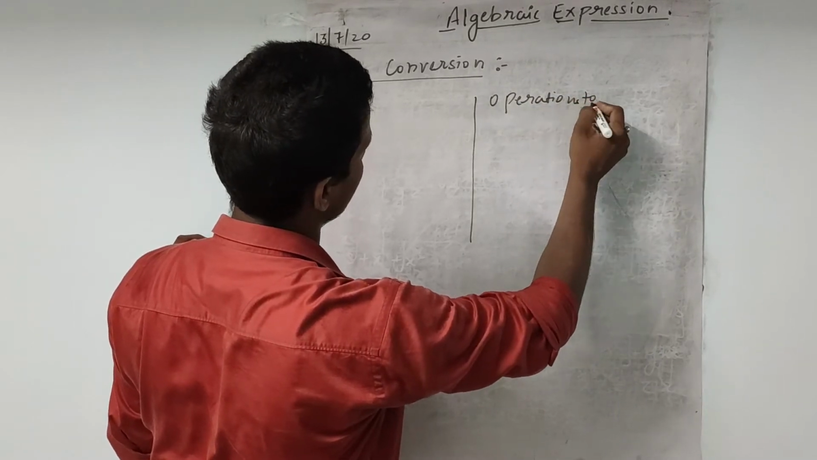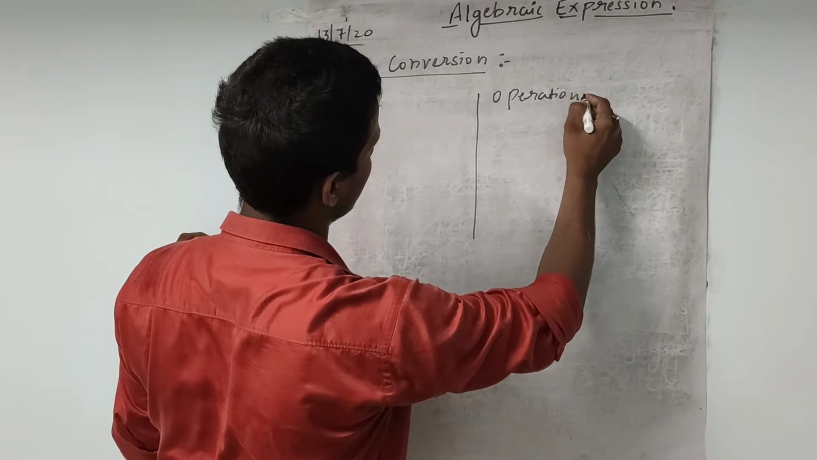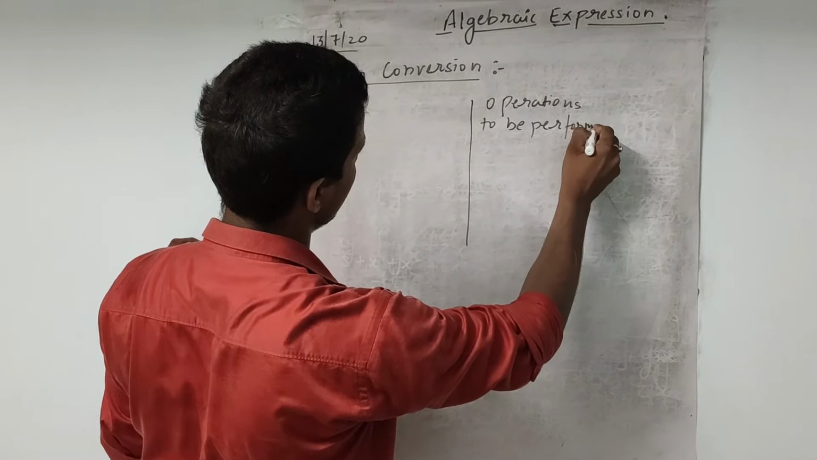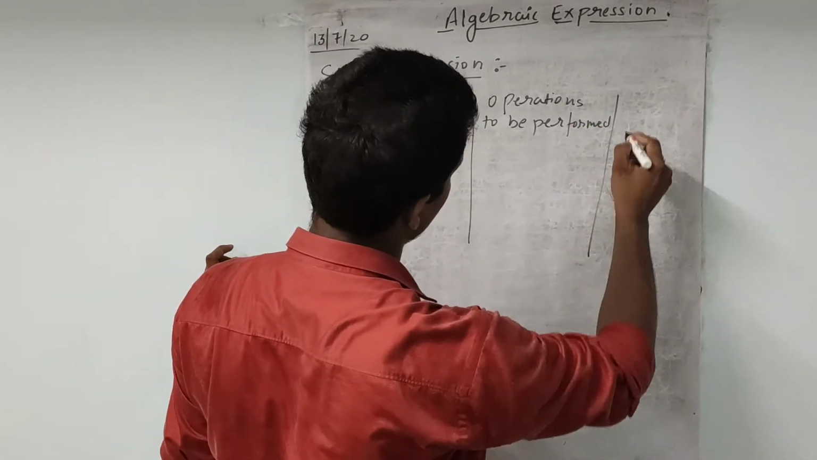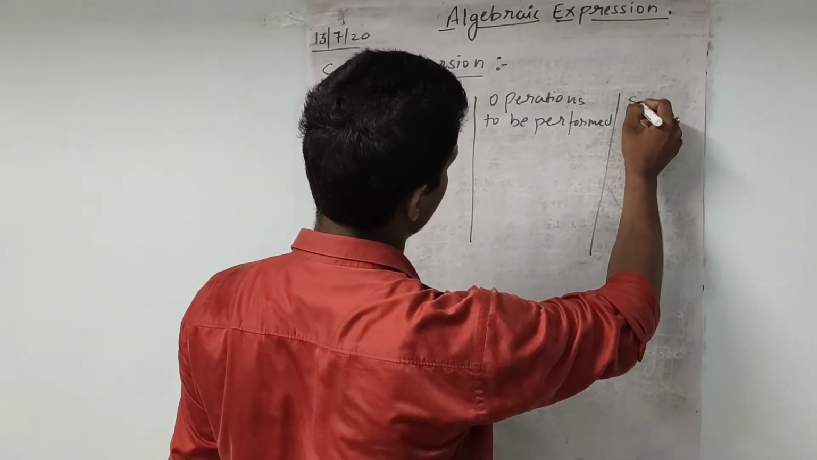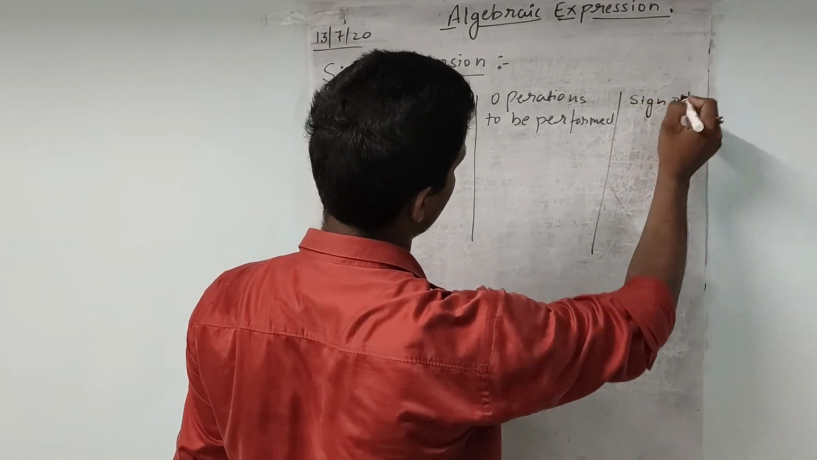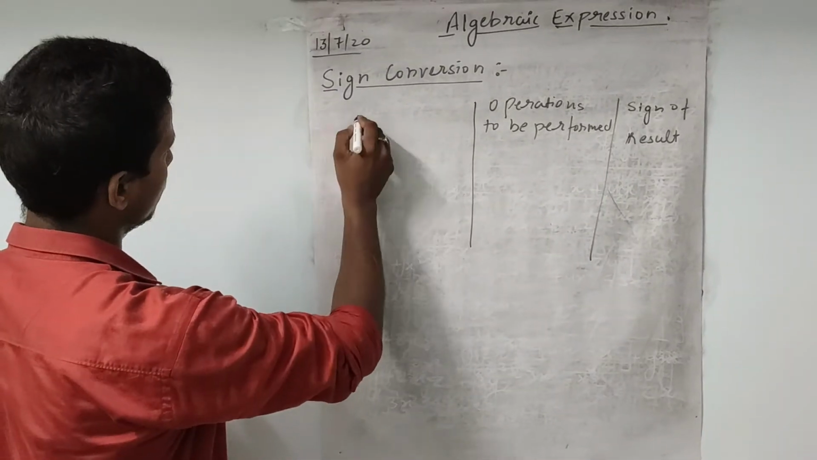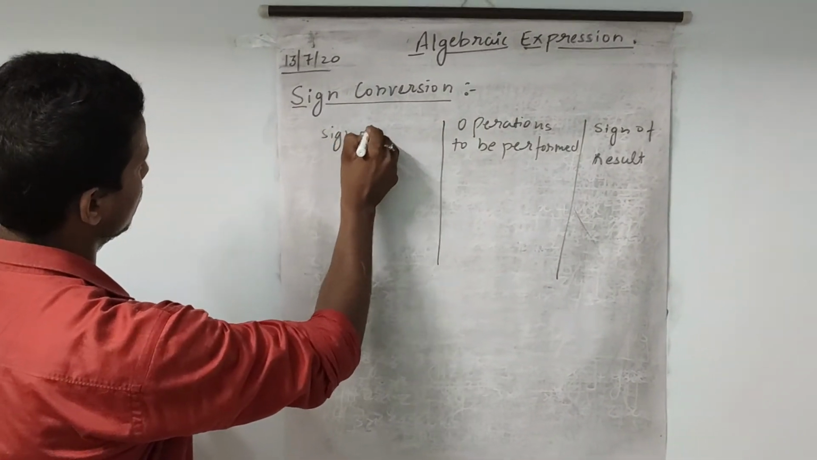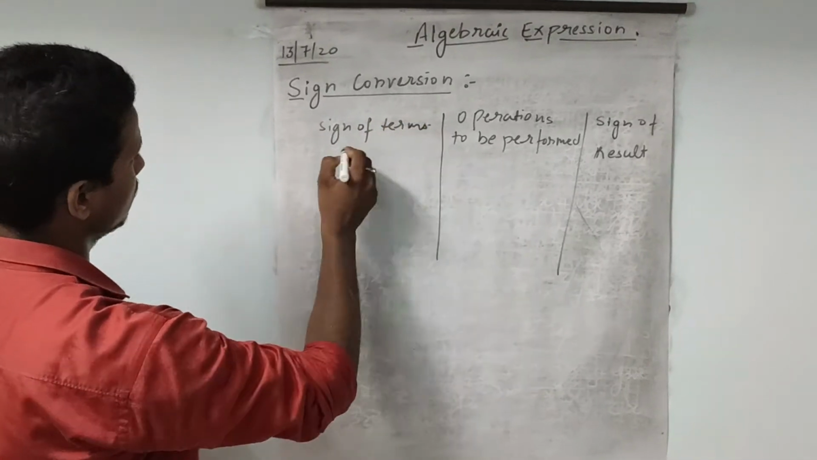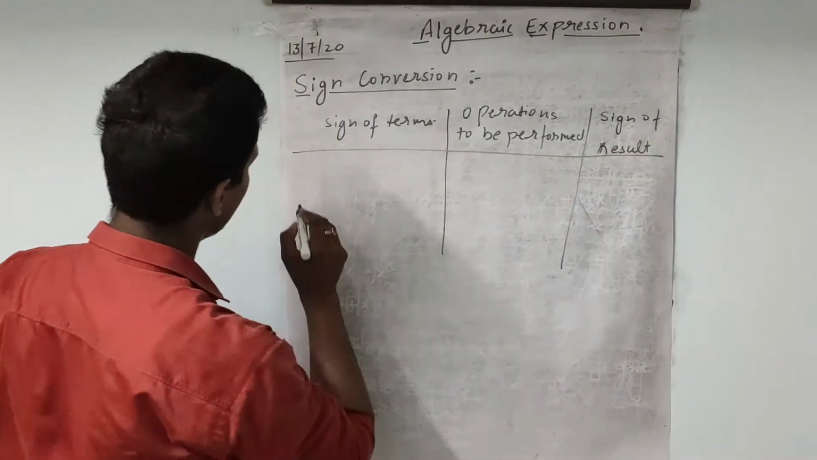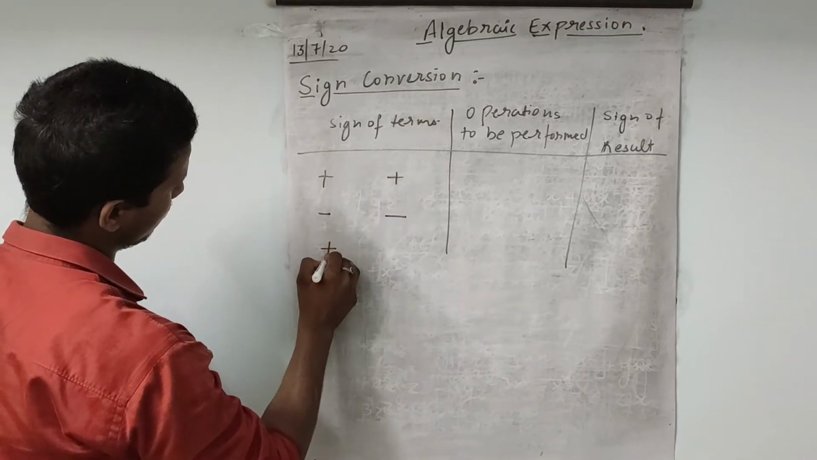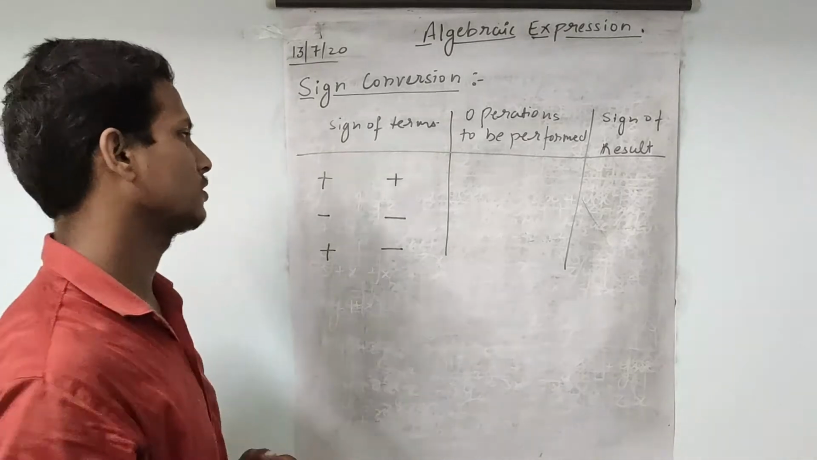Operations to be performed and sign of result. Okay, now sign of terms. So if we have positive and positive sign, or negative and negative sign, or negative positive, or positive negative, both are the same.